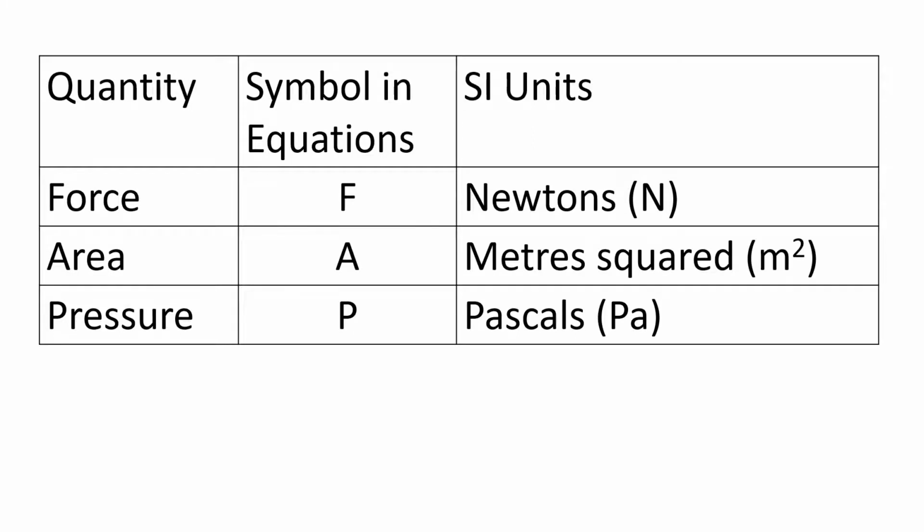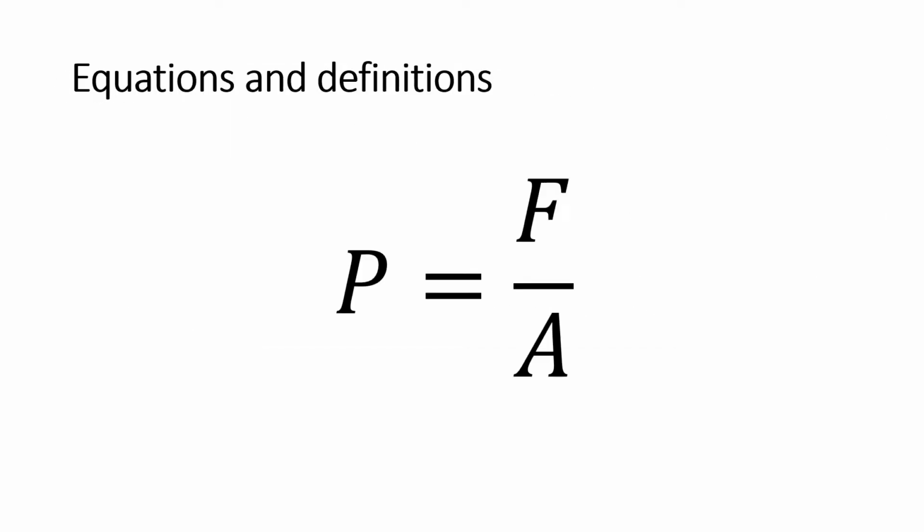So we're going to be dealing with an equation for force, pressure, and area. Now force in an equation is represented with a capital F, and its units are newtons. Area is represented with a capital A, and its units are meters squared, and pressure is represented with a capital P, and its units are pascals. So the equation we have is pressure equals force divided by area.